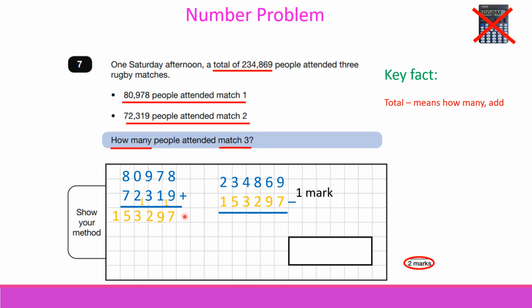Now, by adding the numbers together and then taking them away from the total will give you 1 method mark. The second mark comes from getting the correct answer. Again, we start on the right hand side. So 9 take away 7 is 2. 6 take away 9 we can't do, so we've got to borrow from the 8. So I cross the 8 out, write it as a 7, and I'm going to borrow a 10 in front of the 6, making this 16. So I've got 16 take away 9, which is 7.